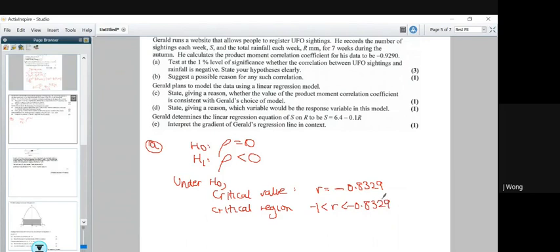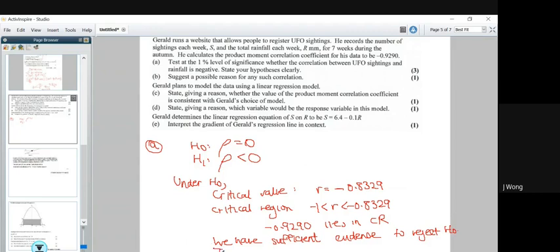Under H0, to be formal, we're going to write down our critical value. The critical value will be r equals negative 0.8329. Bear in mind that we are doing a negative correlation test, so whatever we have on this table, we're going to use the negative version of it, which will be minus 0.8329. That works out our critical region for this test under the 1% significance level.